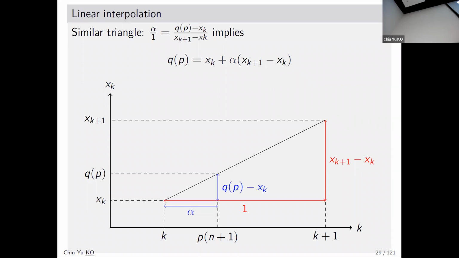1 and 2, 1.75 here. And this value is x1, right? And this value is x2, right? And the question is, what is x1.75? You draw a line here. Linear interpolation. You want to go from here, 1.75, to here, this is x1. And how you get this number is by similar triangle idea. Right? Similar triangle idea.